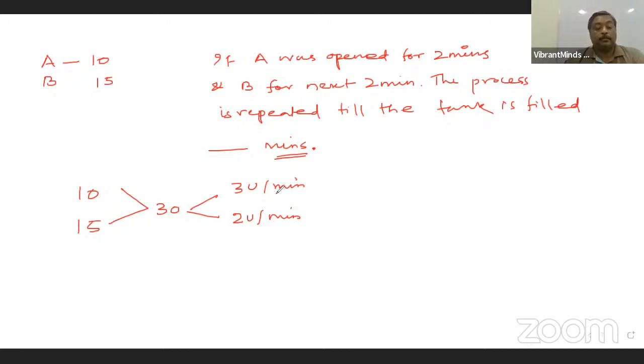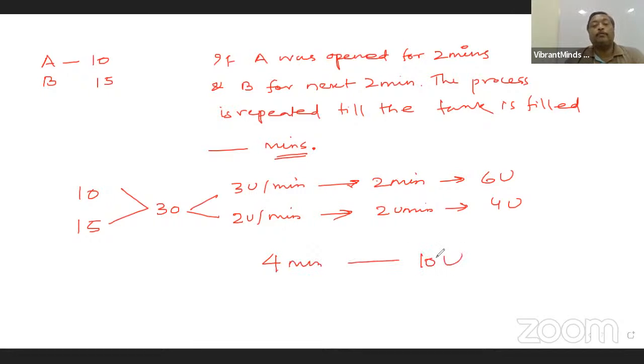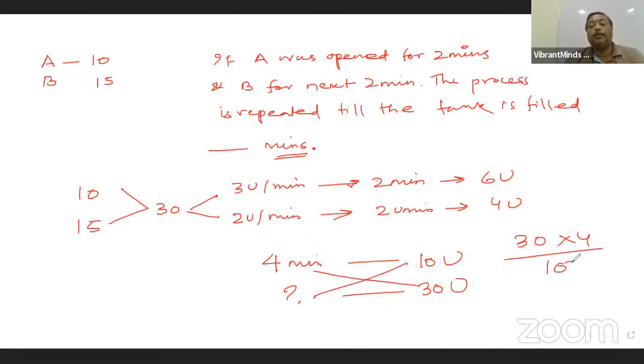Okay, now understand. What happens? In 2 minutes, it will fill 6 units. In 2 minutes, it will fill 4 units. So can I say in 4 minutes, 10 units will be filled. So to fill 30 units, how much time? Cross multiply. So 30 into 4 by 10, and that gives you 12 minutes. In 12 minutes, the tank will get filled. Is it clear?